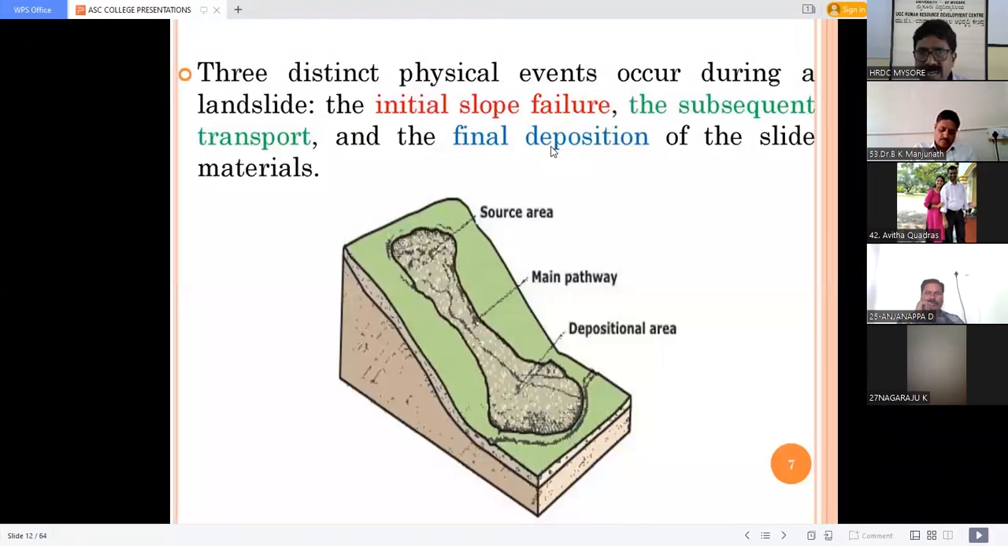Now there are three distinct natures that happen in a landslide. One is the initial stage, then the subsequent stage, and the failure stage. So these are the three distinct activities that happen.